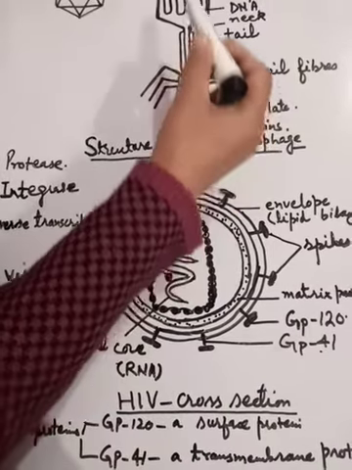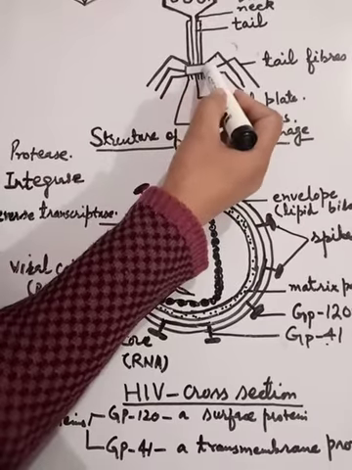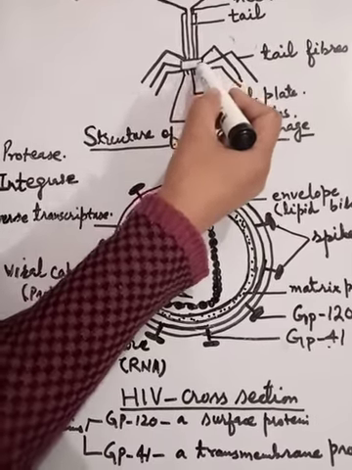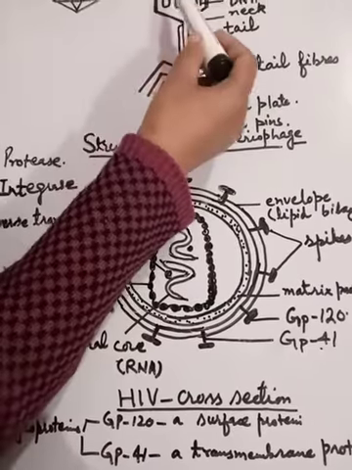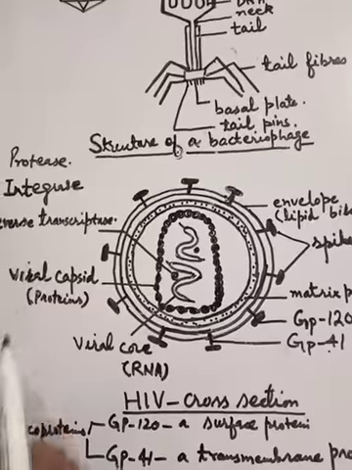Lysozyme. And upon the contraction of this tail, and this lysozyme that dissolves bacterial cell wall, as a result it can transfer its DNA into that of the bacterial cell.